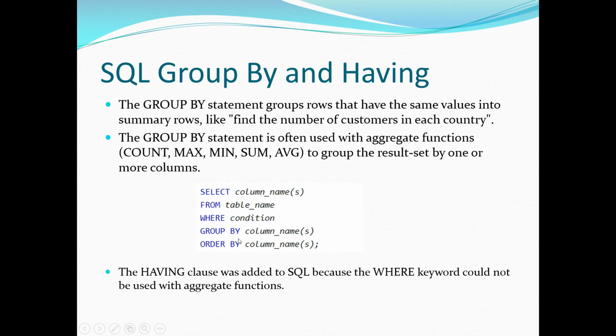One thing that is most important: when we select a column from a table name where conditions, and we use GROUP BY, first the GROUP BY comes, GROUP BY the column name, and then ORDER BY or HAVING. When we use GROUP BY and HAVING combined, HAVING is used after the GROUP BY. The HAVING clause was added to SQL because the WHERE keyword could not be used with aggregate functions. We cannot write WHERE count of this column is greater than 0, so we cannot use aggregate functions with WHERE.